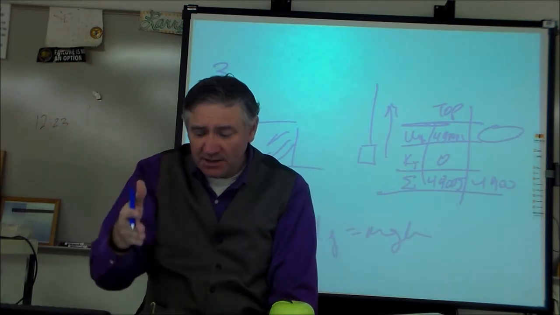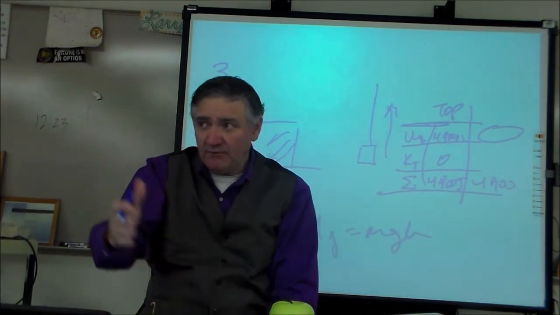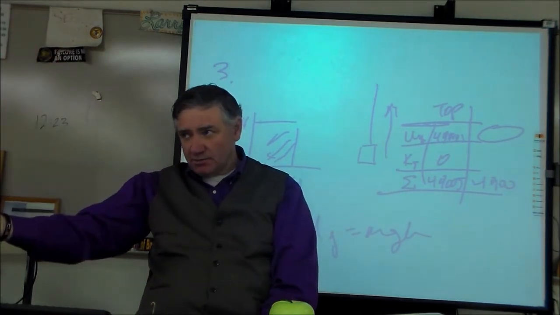So then on D, when it lands, how much kinetic energy does it have? 4,900. How much potential energy does it have? 0, okay?